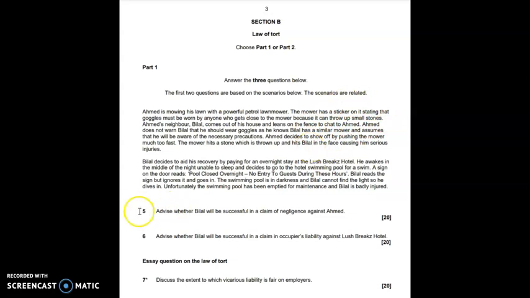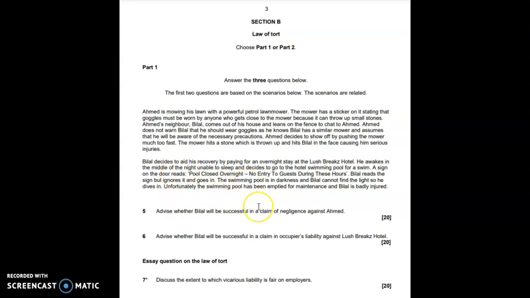So once you've answered that question on the first scenario, you then need to look at this second little bit of scenario, and we're going to need to advise Bilal again, but this time on occupier's liability. Quick scan of this little scenario shows it's a classic sort of occupier's scenario where Bilal has gone to stay in a hotel. He starts off, it looks like, as a lawful visitor, but then in the night he goes to use the swimming pool despite there being a sign saying that he shouldn't be doing that. He goes in anyway, he's injured.